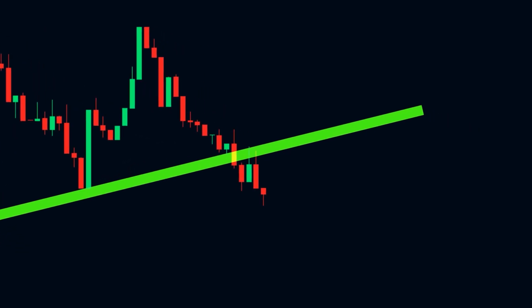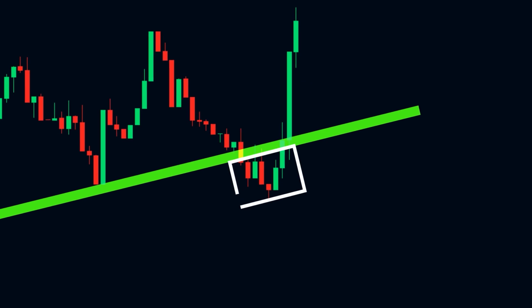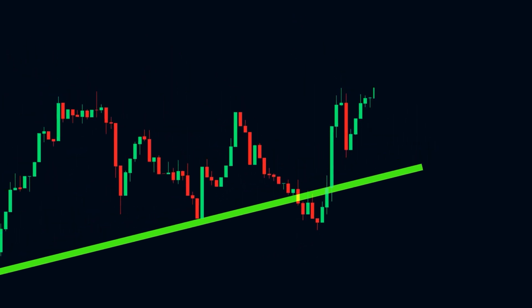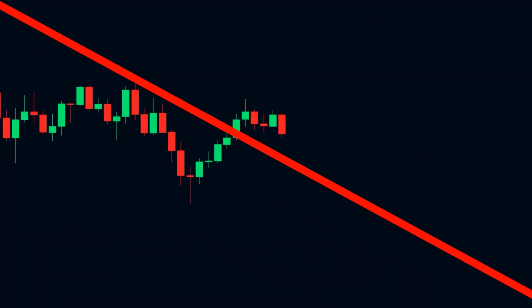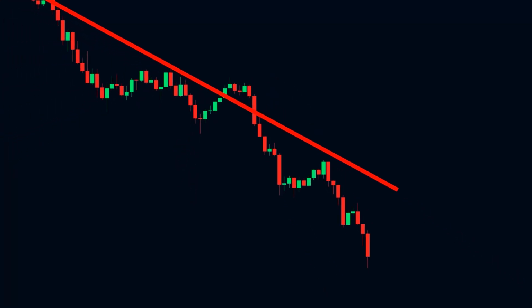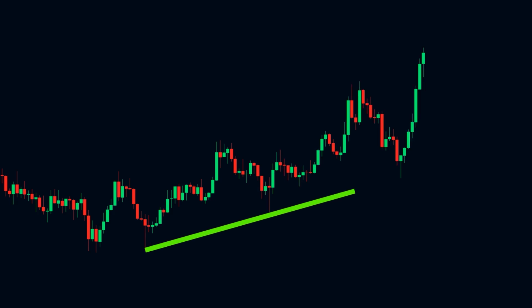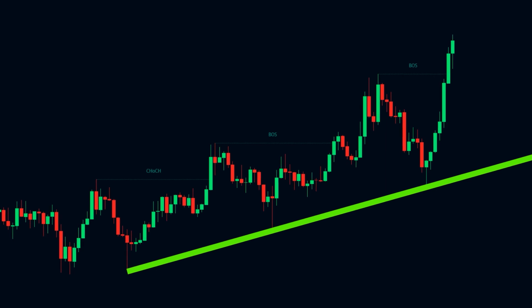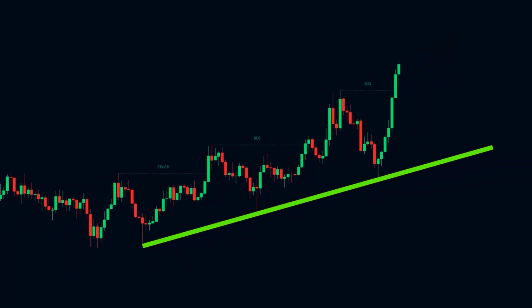Third is the fake out. Price breaks the line just enough to trigger stops, then snaps right back. That's a liquidity sweep, and it's often followed by a fast move in the original direction. When you see a wick breach the line and then a strong reclaim, that's often your sign to fade the breakout with tight stops. In every case, don't treat the trend line as a decision maker on its own. Use it as context and pair it with tools like market structure or other indicators. That's how trend lines work and why context matters.